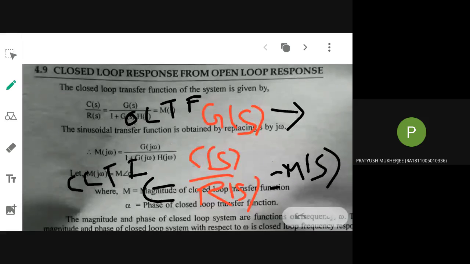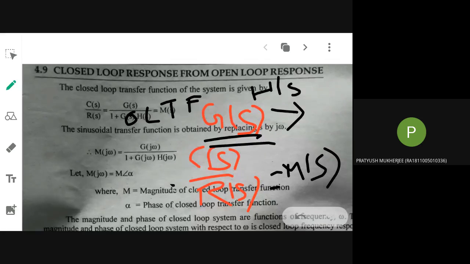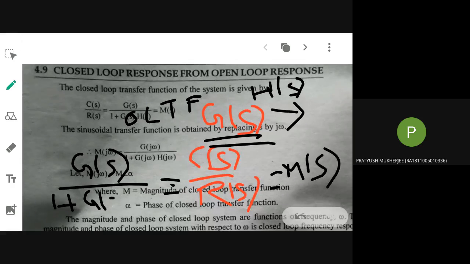Now suppose G of S is the open loop transfer function and H of S is the feedback transfer function. Knowing these two, you can write the closed loop transfer function for a negative feedback system like this: G of S divided by 1 plus G of S into H of S is equal to your closed loop transfer function. Generally it is represented by M of S. Okay, M of S is now your CLTF.